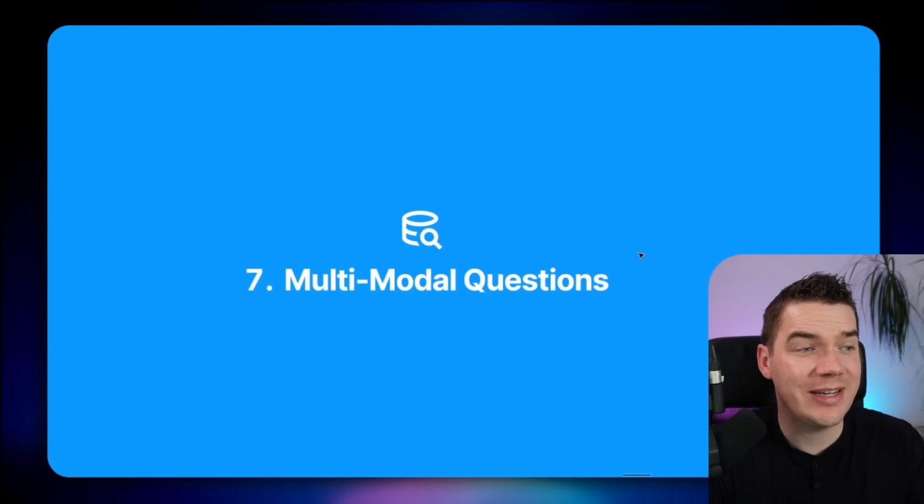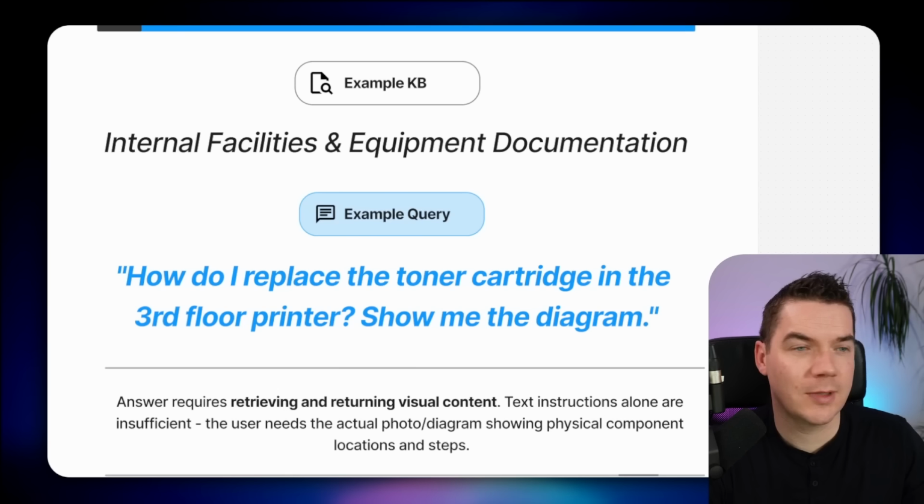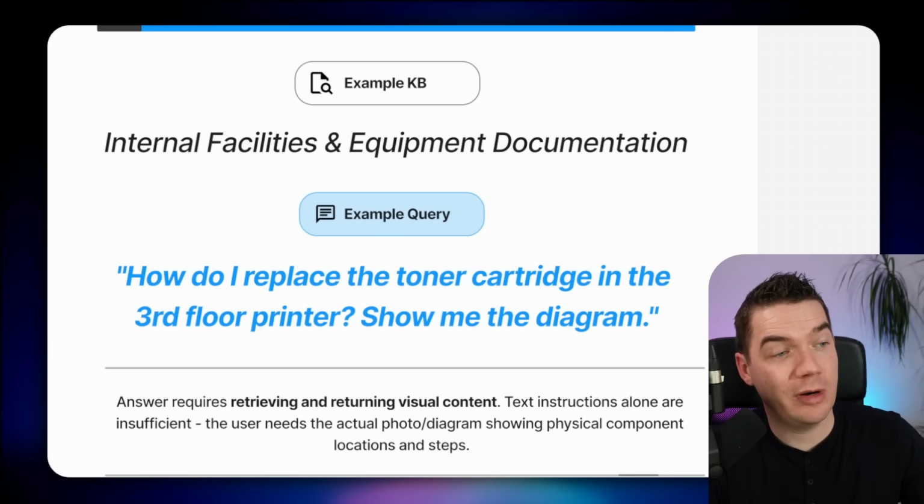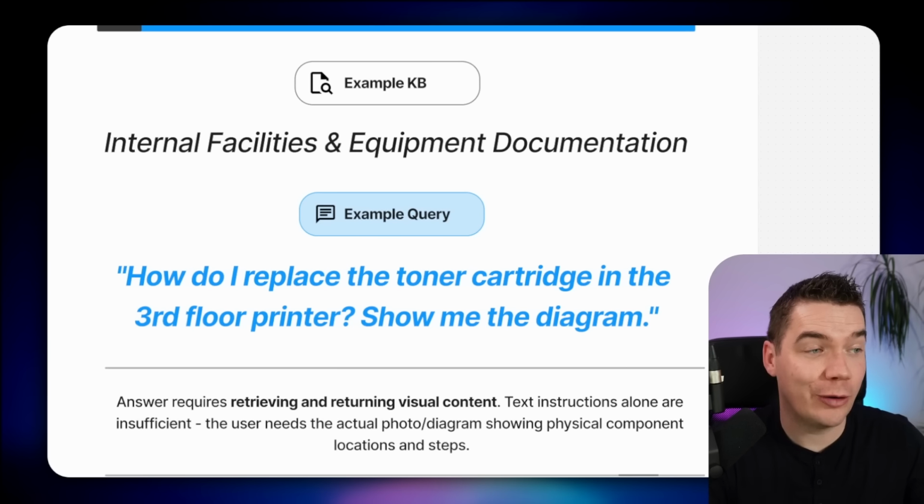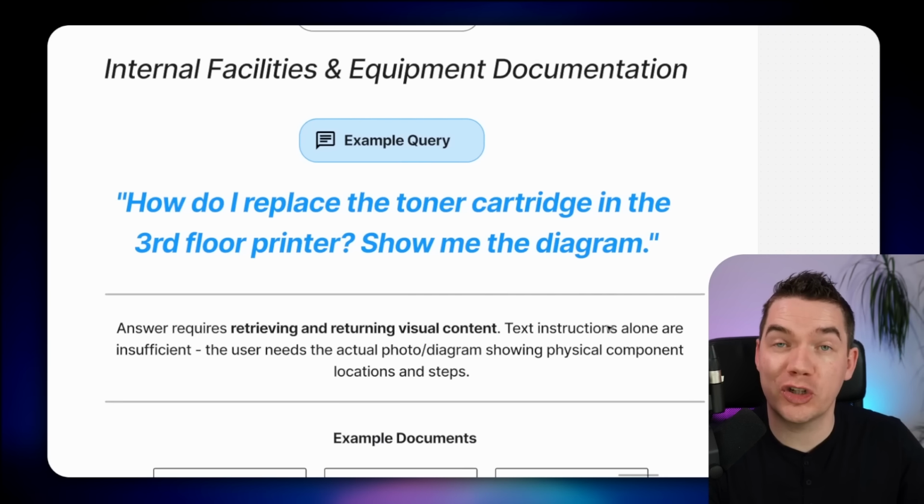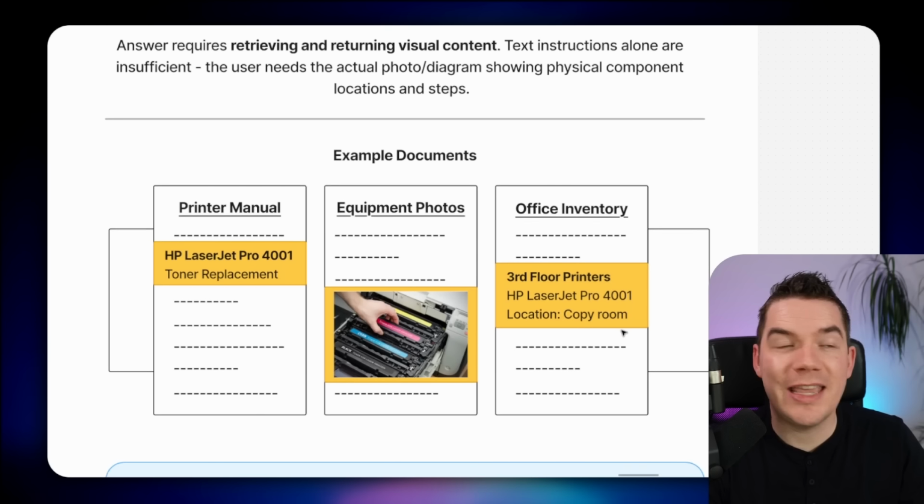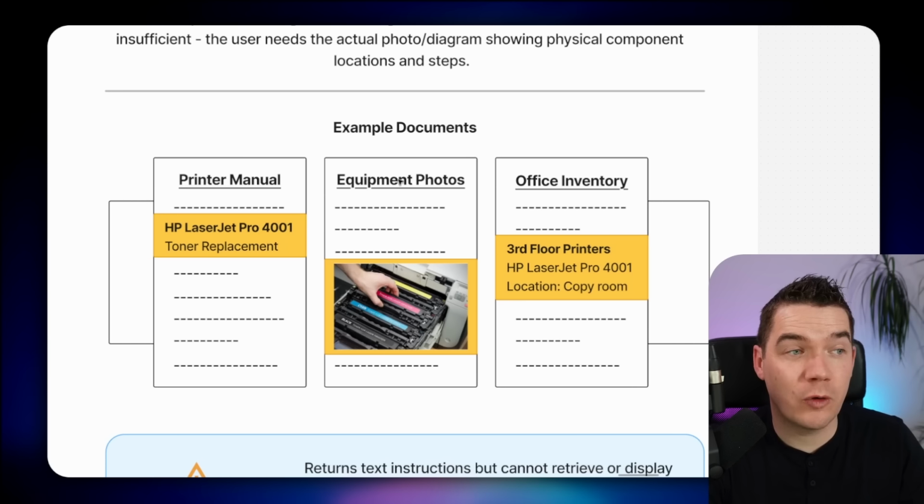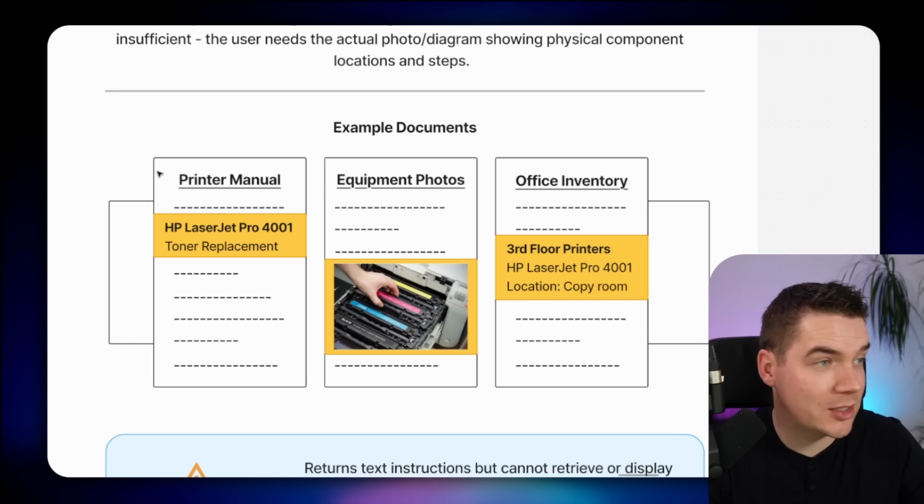A lot of our members need images to be returned inline in the responses of the AI agent. So with this example question, how do I replace the toner cartridge in the third floor printer? Show me the diagram. The answer requires retrieving and returning visual information. And in the example documents here, there might be equipment photos, as well as an inventory of the office equipment and printer manuals, for example.